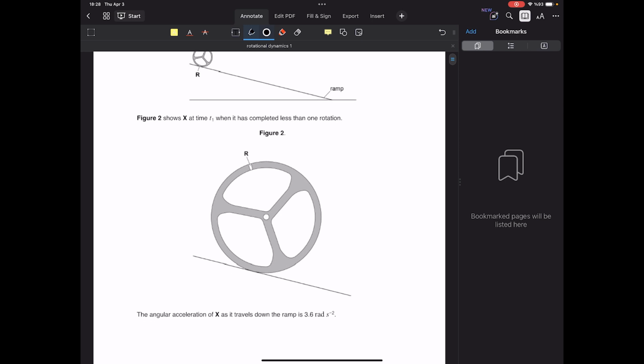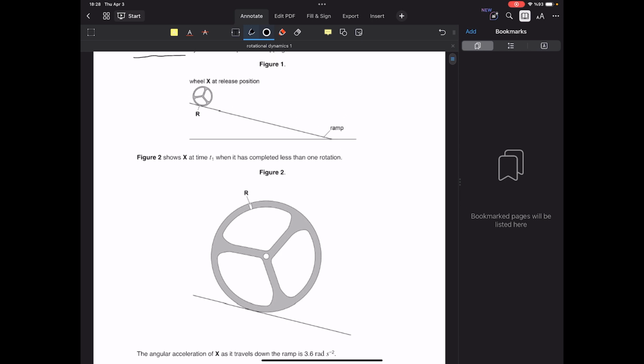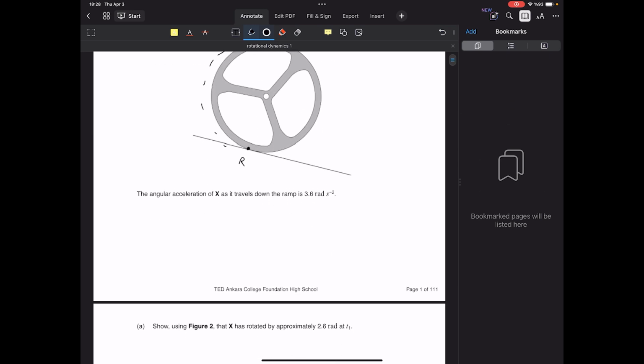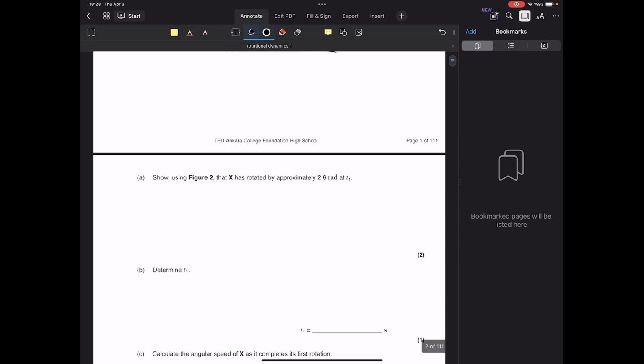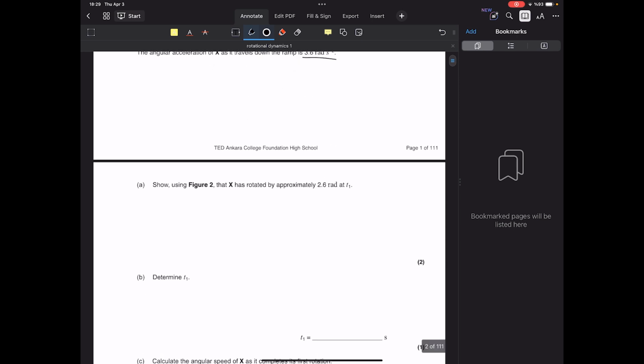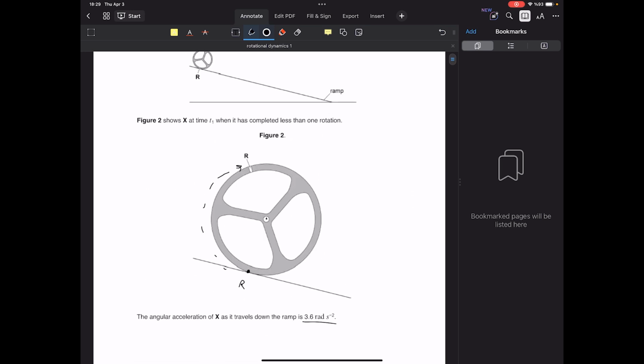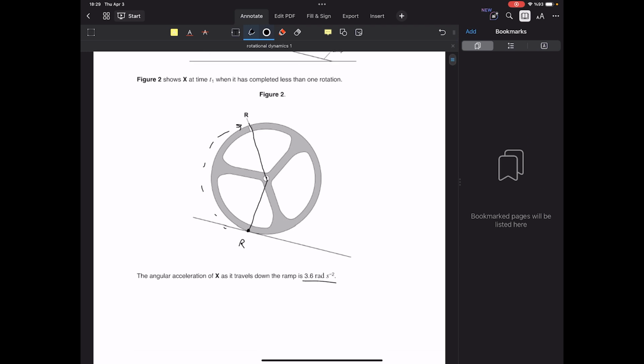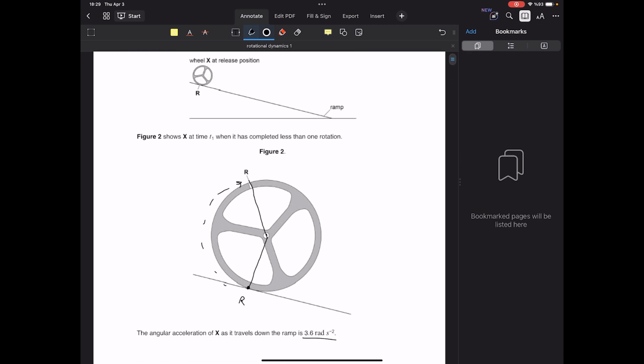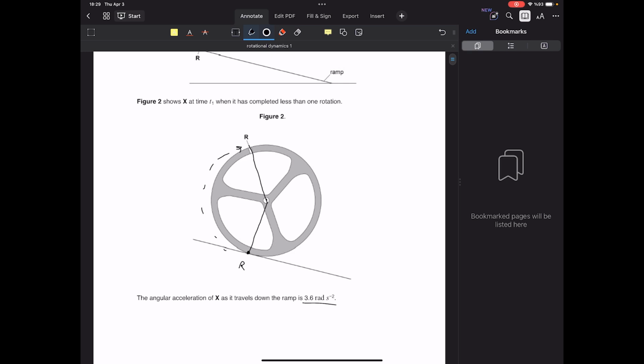At time t1, it has completed less than 1 rotation, and the point R has moved from here to all the way here. We're given the angular acceleration. It asks us to find how much X has rotated by here. So X will have rotated by this angle right here. Now notice it doesn't say it's not drawn to scale. This means it has been drawn to scale, and you're going to have to use a protractor to measure this angle right here.